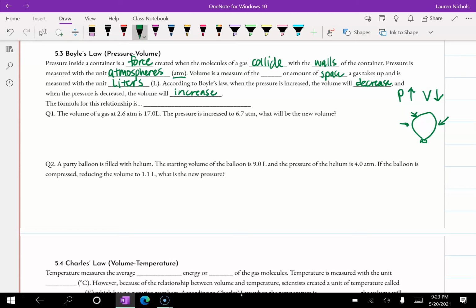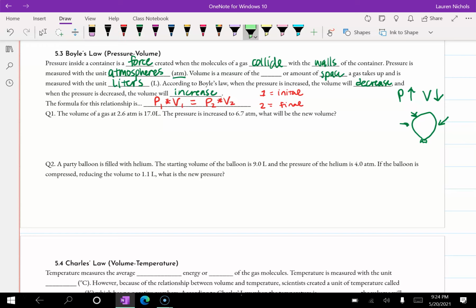So the formula for this relationship for Boyle's law is P1 times V1 is equal to P2 times V2. And so the ones and the twos, your 1s would be your initial pressure and volume, your 2s are your final pressure and volume.